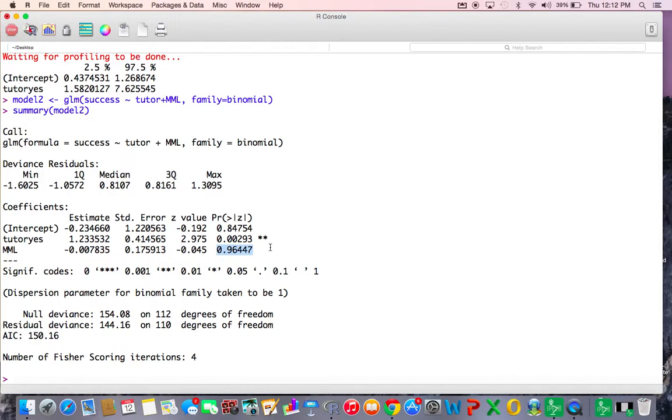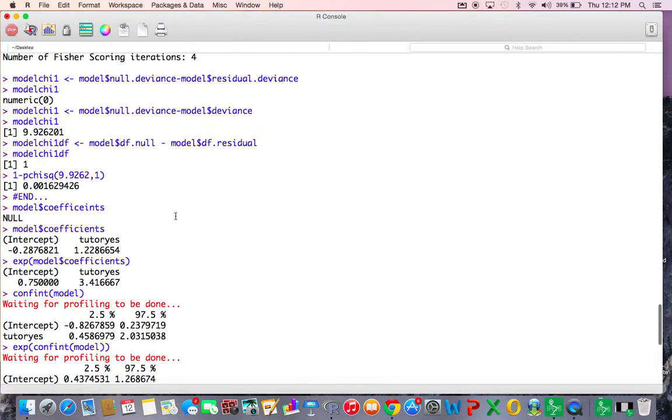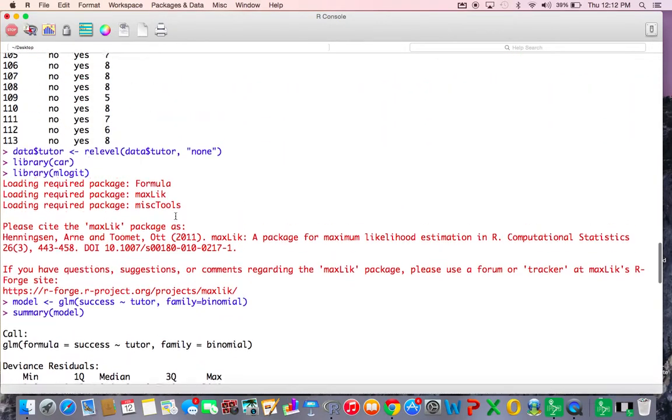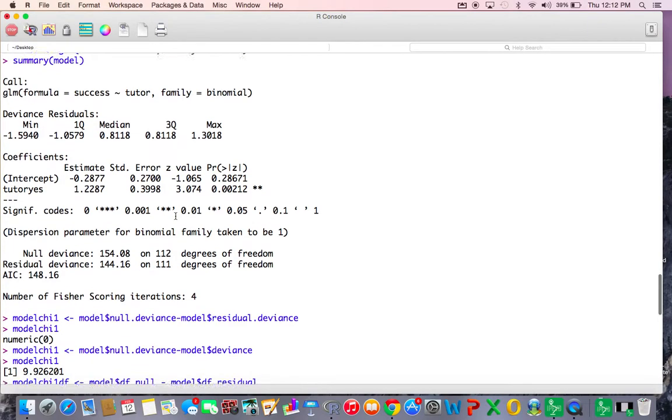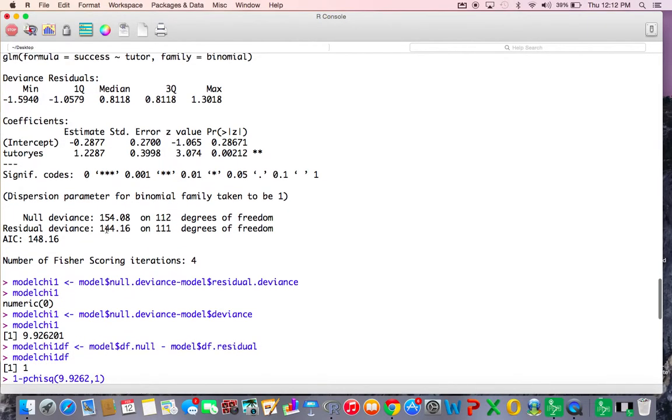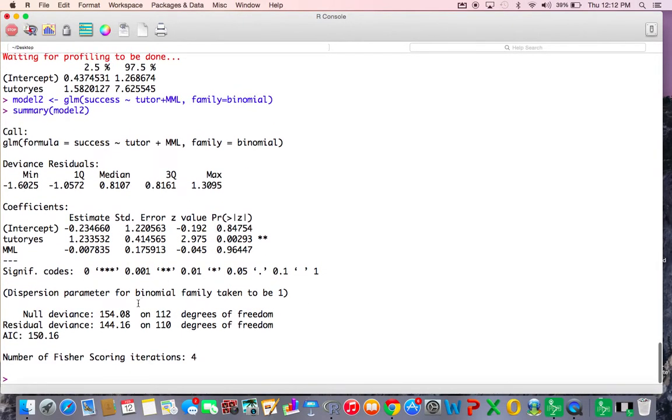Now, moving to the model analysis, I don't remember exactly, but I think I can go back up here and look. When we had a 1 predictor model, our residual deviance was 144.16. And I know this has changed a little bit, but rounded to 2 places, the residual deviance is 144.16 on 110 degrees of freedom because we have 2 predictors.